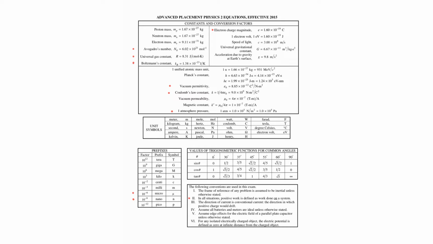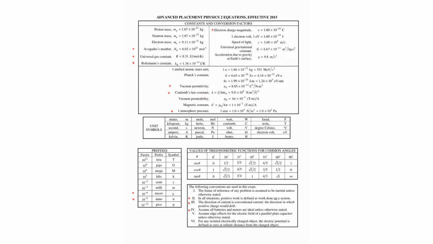For number 3, this is a convention that we used last year. It says the direction of current is conventional current, which means it's the way that positive charge moves in a circuit. And that's the same as what we've dealt with since we first started learning about circuits. The next one says that all batteries and meters are ideal unless otherwise stated.